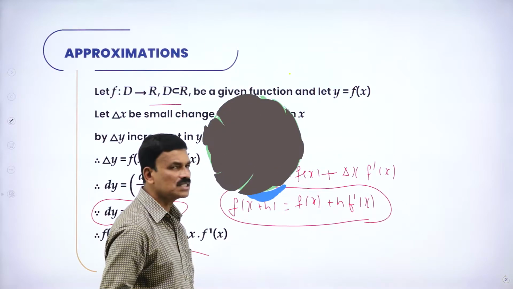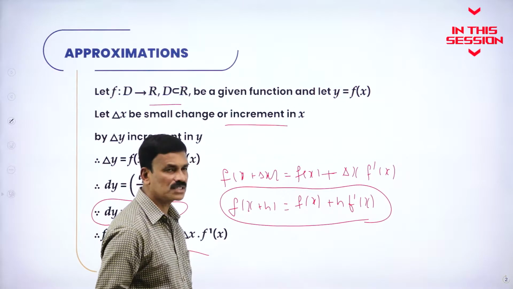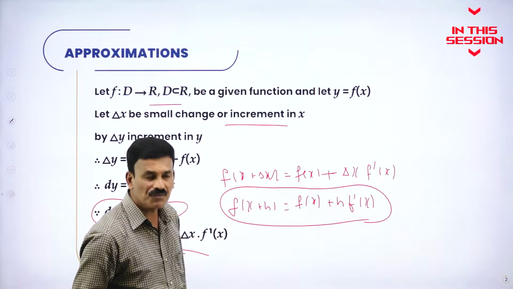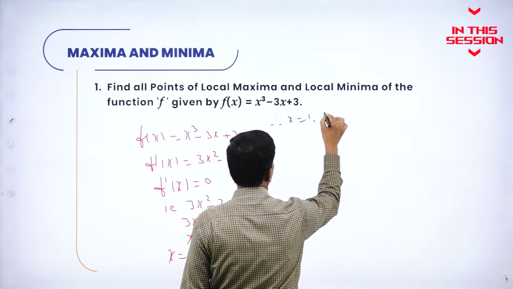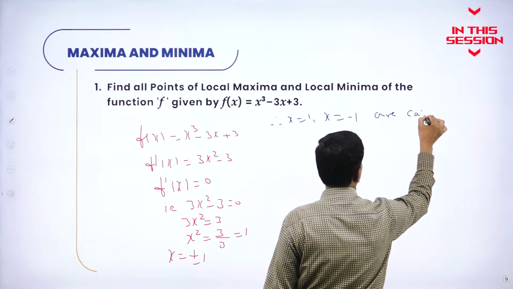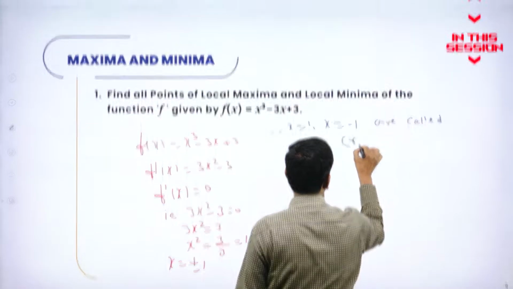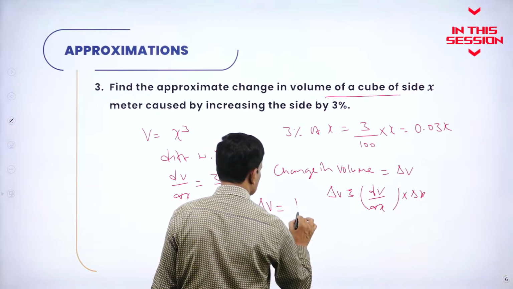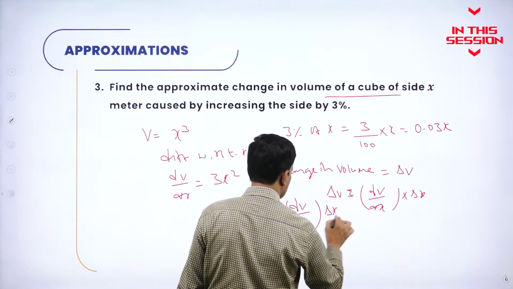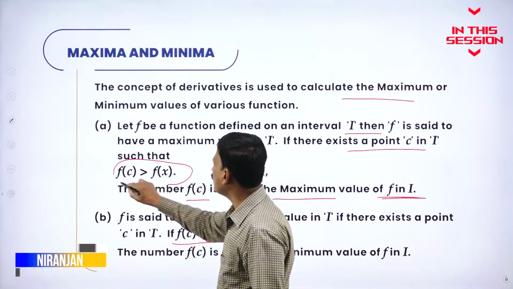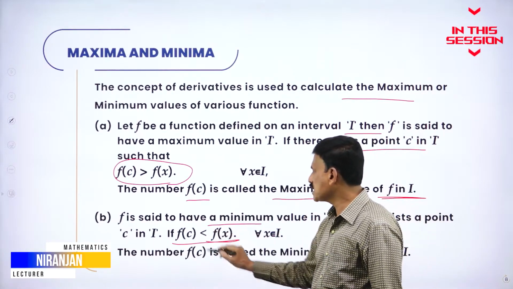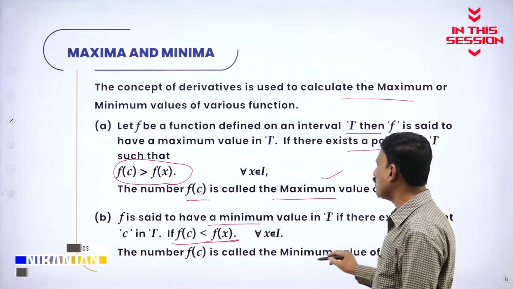f of x plus h is equal to f of x plus h into f dash of x, or f of x plus delta x is equal to f of x plus delta x into f dash of x. x is equal to 1 and x is equal to minus 1 are called critical points. Delta v is equal to dv divided by dx into delta x. If f of c is greater than f of x, then the function will have the maximum value. If f of c is less than f of x, then the function will have a minimum value.